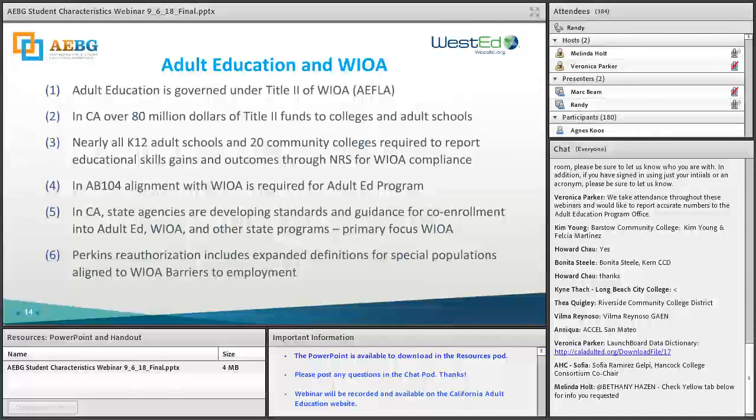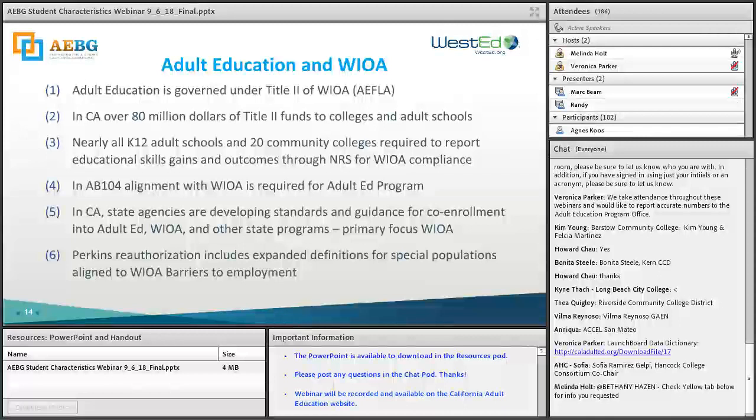Why is WIOA so significant to adult education? Well, at the federal level, adult education is governed under Title II of WIOA, the Adult Education and Family Literacy Act. So the federal government provides funding across the country for adult education programs, specifically for adult basic education, adult secondary education, and ESL programs. In California, that's over $80 million that is distributed to both colleges and adult schools.